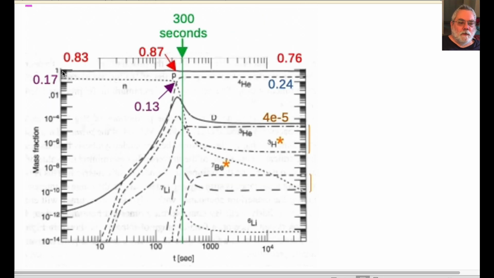So the mass fraction for protons starts off at 0.83 and rises to 0.87 due to some of the neutrons decaying into protons. And then the mass fraction of protons falls off as the neutrons merge with the protons to form deuterium and ultimately helium. And the mass fractions end up with 0.76 for free protons, hydrogen, and 0.24 for helium-4.